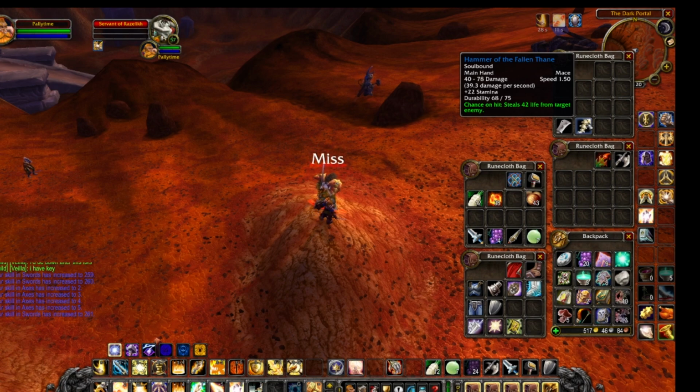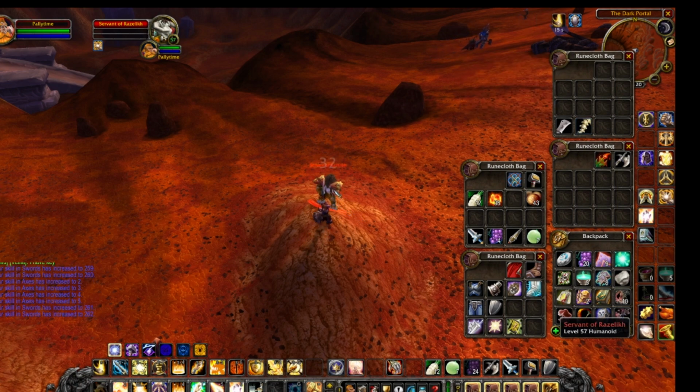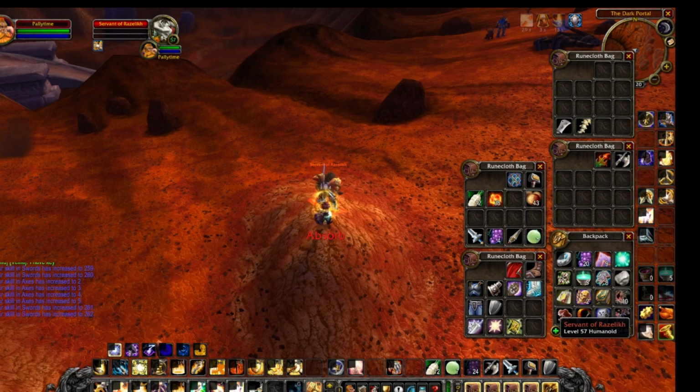So I got my hands on the new one-handed weapon, the Hammer of the Fallen Thane, a 1.5 speed weapon with 22 stamina, and it has a lifesteal proc. Clearly somebody at Blizzard was having a stroke when they made this weapon. Not that I'm complaining, it is Paladin only. You get it when you get your Shield of Righteousness rune, so everybody and their dog is going to have it.